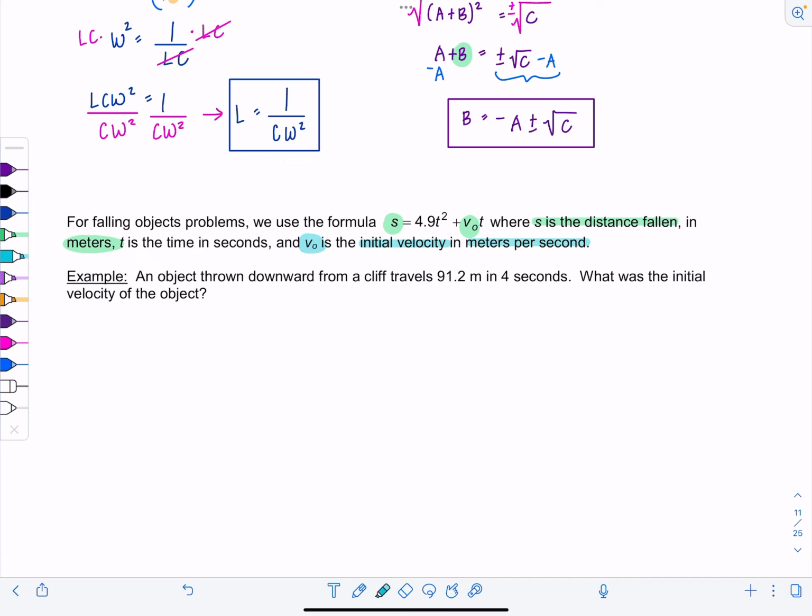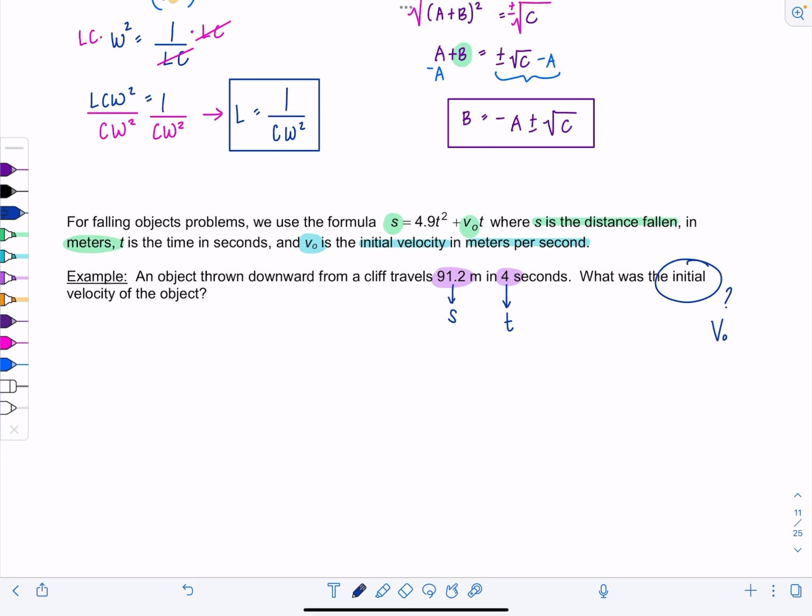So let's do one little example. An object thrown downward from a cliff travels 91.2 meters in 4 seconds. What was the initial velocity of the object? So 91.2, that's the distance S. 4 seconds, that's t. And they want the initial velocity. So they want v naught.